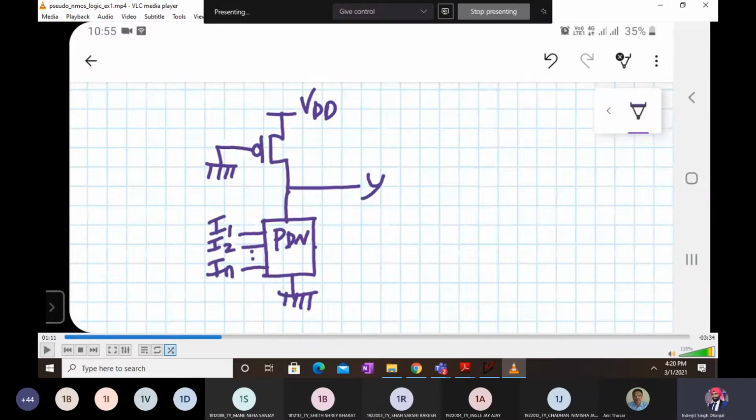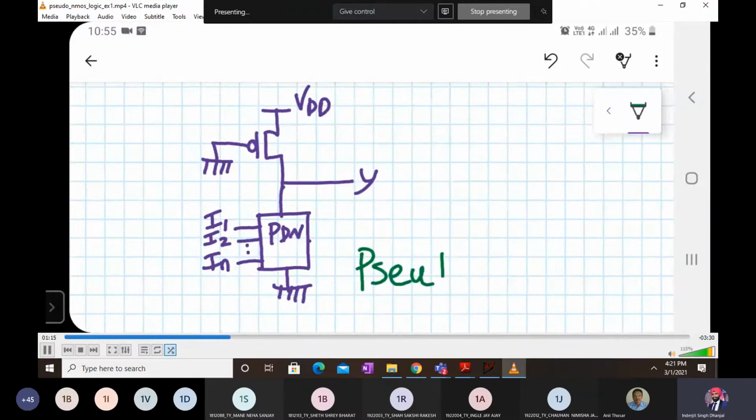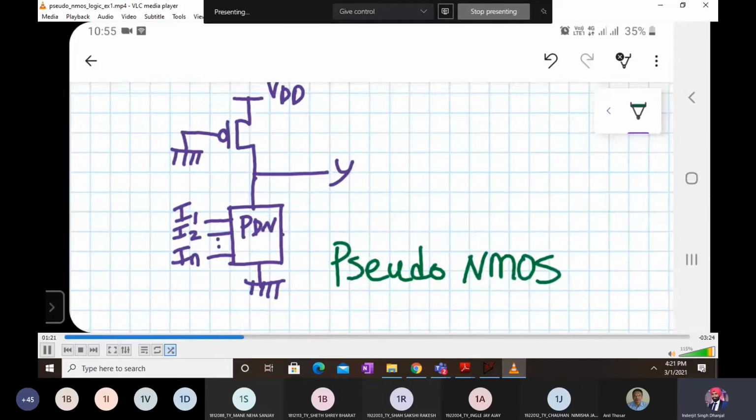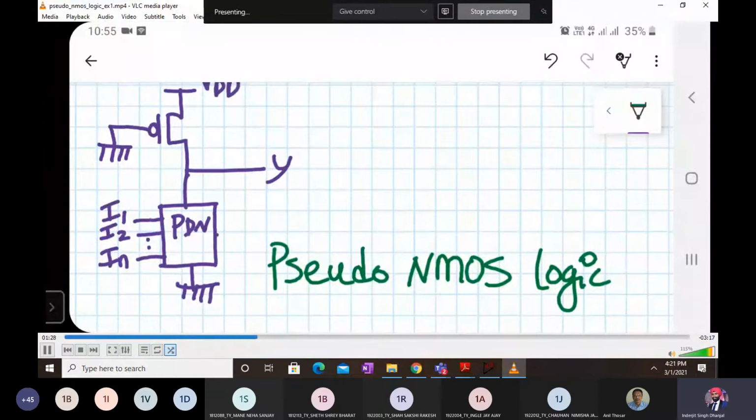Please note it down. Remember, this pull down network is similar to what we have studied before in case of a static CMOS logic. It's the same thing. Only that the pull up network is replaced by a single PMOS transistor with its gate terminal grounded. So kindly note this down. Okay, let us proceed. So this is the general structure for pseudo NMOS logic. Now let's use this concept and build a NAND gate.